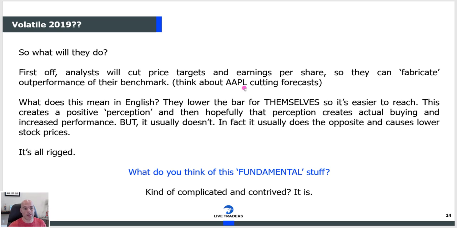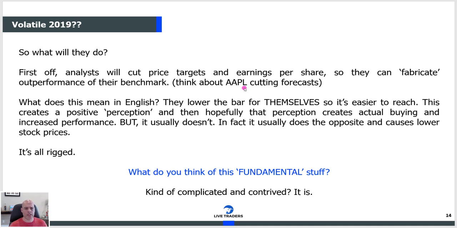And by lowering their forecast, there's a greater chance the company can meet the lower fabricated benchmark. And then they can outperform the benchmark and make themselves look better, okay? So it makes the bar lower, which is easier for them to reach. Now, does that still create a 20% return? No, it doesn't. But it makes the hedge fund not look as bad, so to speak.